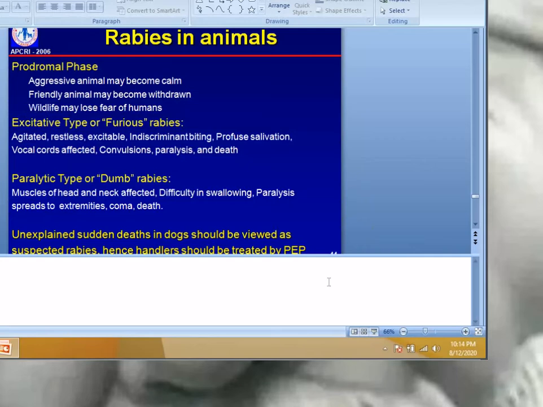Excitative type or a furious type of rabies means it is agitated, restless, excitable, indiscriminating, with profuse salivation. The vocal cords are affected. That's why the dog does not bark very loudly, and you can see the convulsions and the paralysis and death. In paralytic type or a dumb type of rabies, the muscles of the head and neck are affected, with difficulty in swallowing, paralysis spreads to extremities, coma and death. An unexplained sudden death in dogs should be viewed as suspected rabies, hence the handlers should be treated by post-exposure prophylaxis.